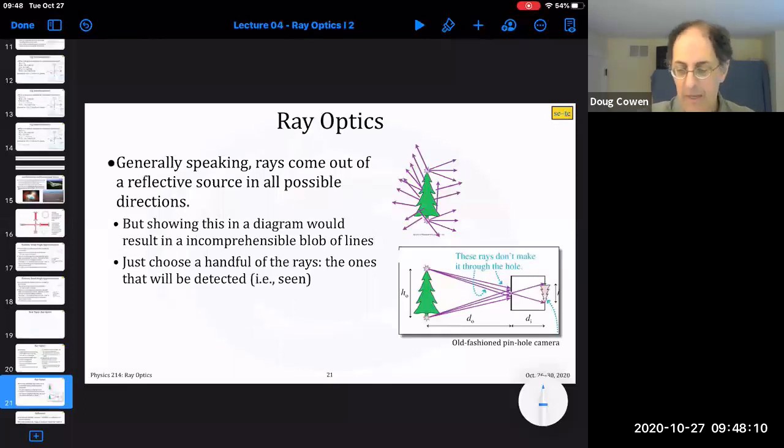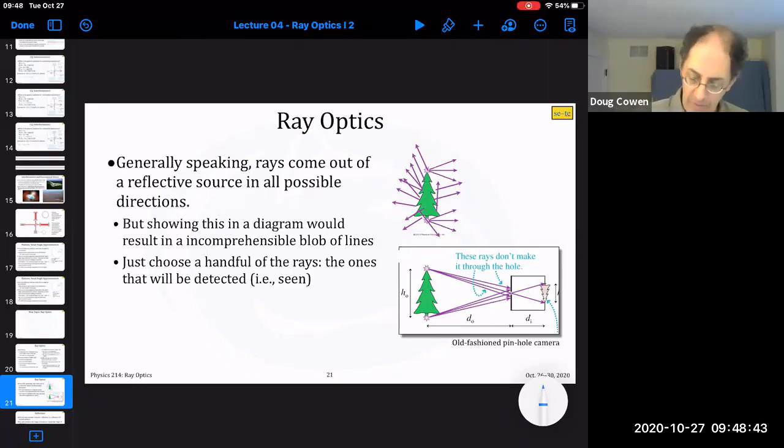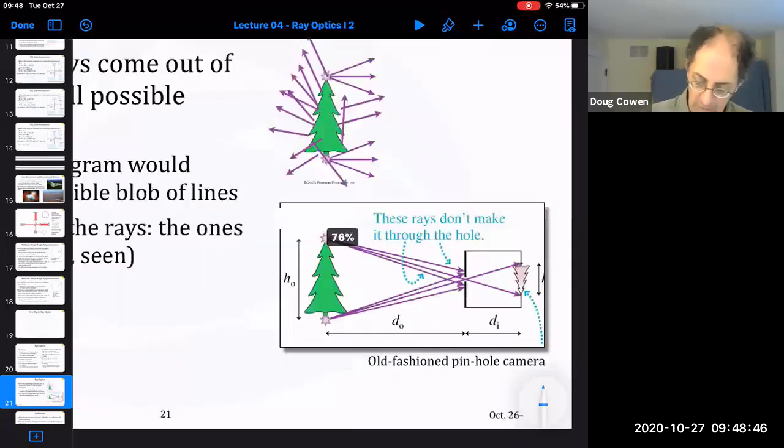So generally speaking, light rays come out in all directions from an object. But if we tried to draw all those directions and all those light rays, we'd end up with a meaningless blob of arrows, as shown by this little figure here. So what we do is we judiciously choose a handful of the rays, namely the ones that are going to be detected or seen, depending whether it's a camera or your eye or whatever. And an example of this is illustrated over here with this pinhole camera.